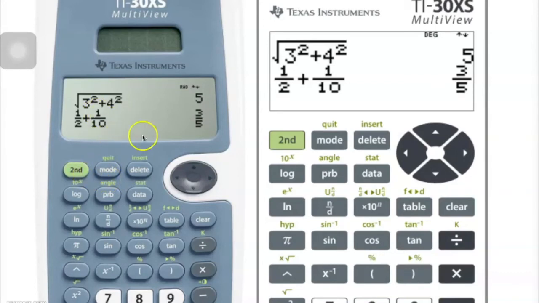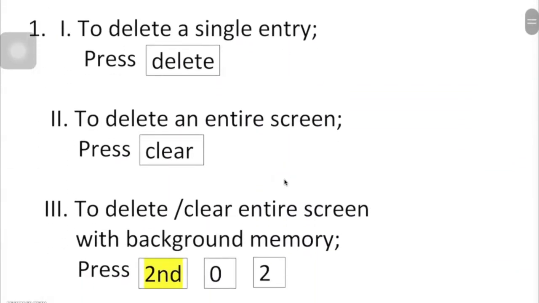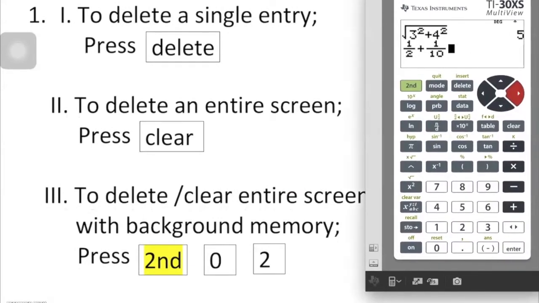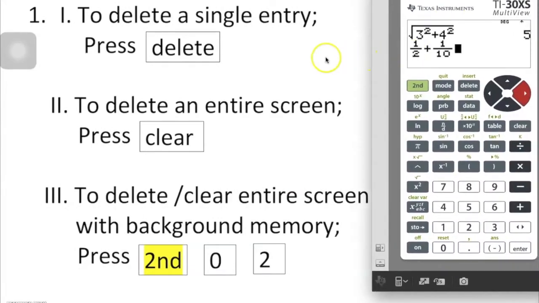Now, let's take a look here. What information are we going to use? First, deleting a single entry. So how do you delete a single entry? As you clearly see, to delete a single entry, press delete. Where is the delete button? This is the delete button here. If I press the delete button, one entry is going to get deleted.